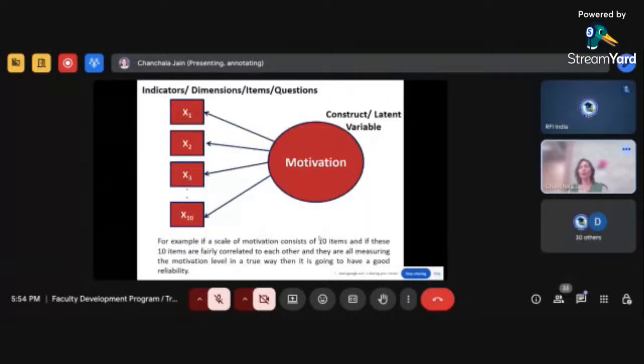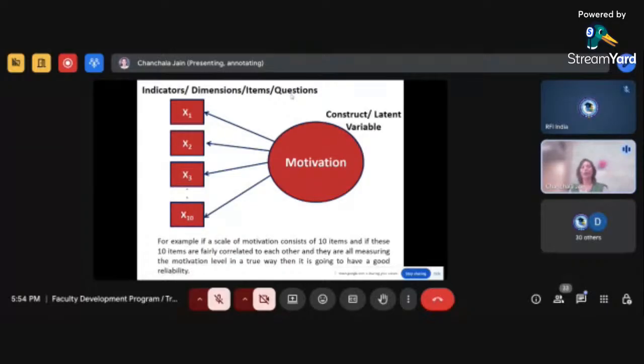You can see here I have drawn a diagram, and from this you can understand. Suppose your phenomenon or construct is motivation, which you want to measure. In research terms, we usually call it a construct. People can also call it a latent variable. For measuring it, as you can see, it is reflected by a total of 10 items, or 10 variables or questions. You can see here indicators, dimensions, items, questions. These are various names for one and the same thing.